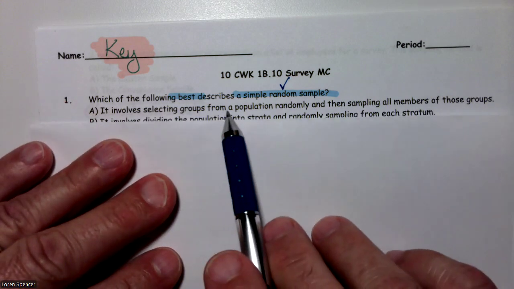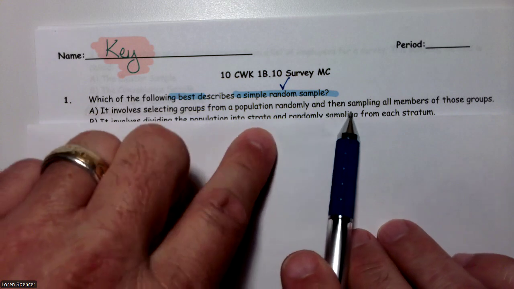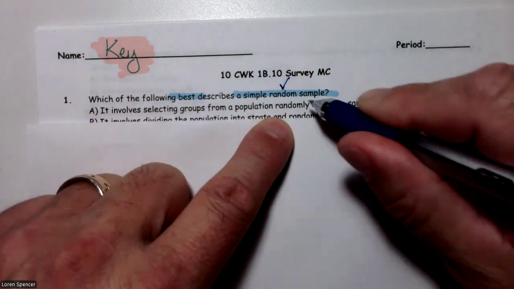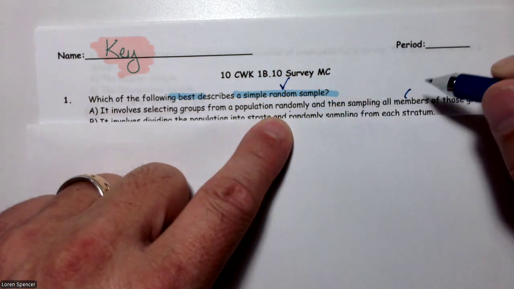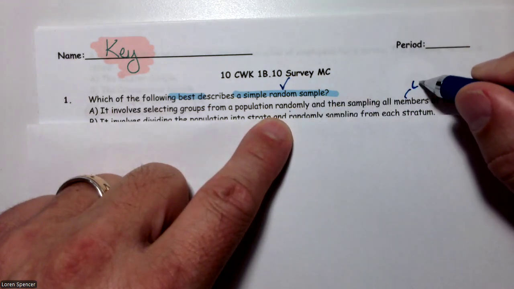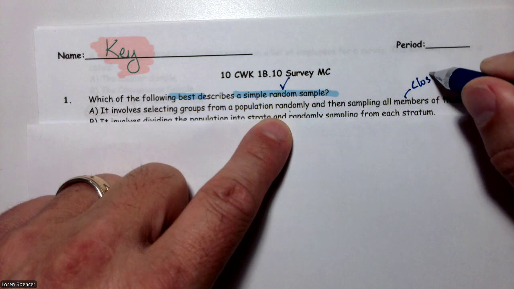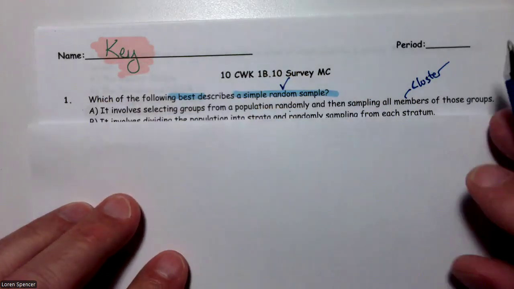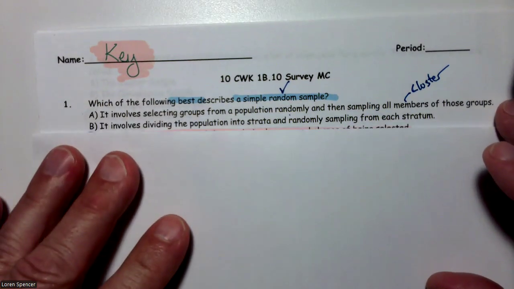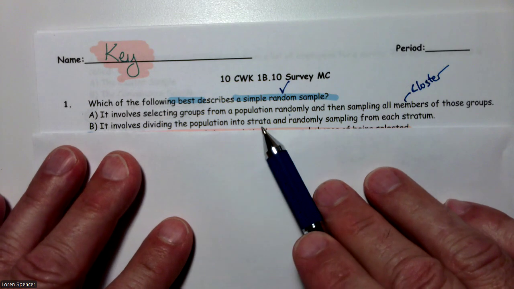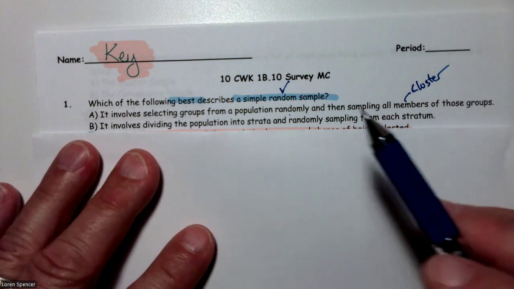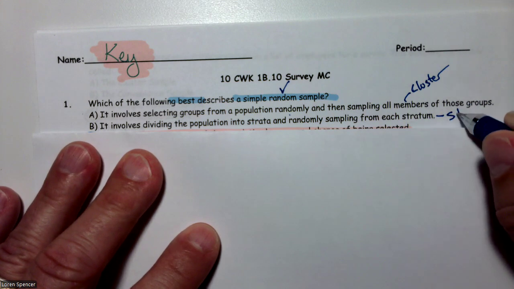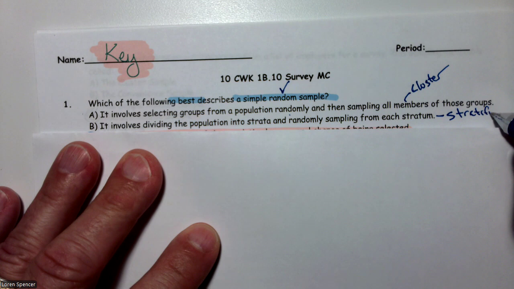It involves selecting groups from a population randomly and then sampling all members of those groups. Yes, it involved randomness, but we randomly selected a group and then we surveyed all. So this is going to be a cluster, not a simple random. Involves dividing the population into strata and randomly selecting from each strata. Well, the fact that I mentioned strata, you probably know that this is a stratified.